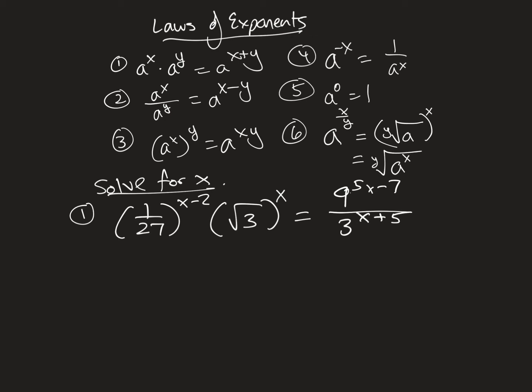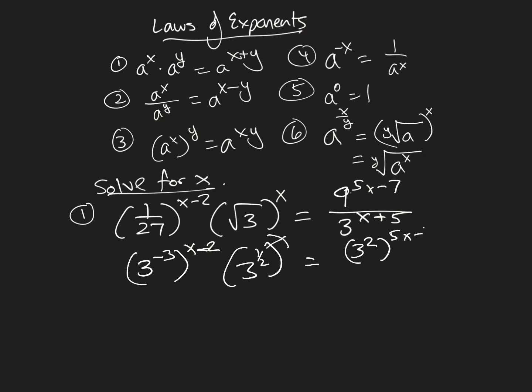Okay, so the first thing that I look at here is, all right, I've got a lot of different things raised to exponents. What can I write them all in terms of? Which base? It looks like I can write all of these in terms of base 3. So let's do that to start. So 1 over 27, well, 27 is 3 to the third, so 1 over 27, I can write as 3 to the negative third. Square root of 3 is just the same as 3 to the 1/2. And then 9 is 3 squared. And the denominator here is already written in terms of base 3.